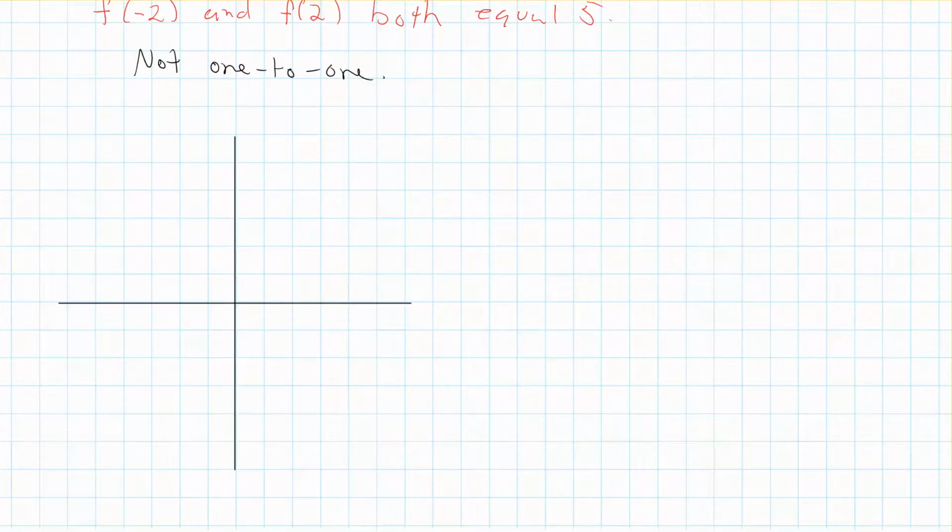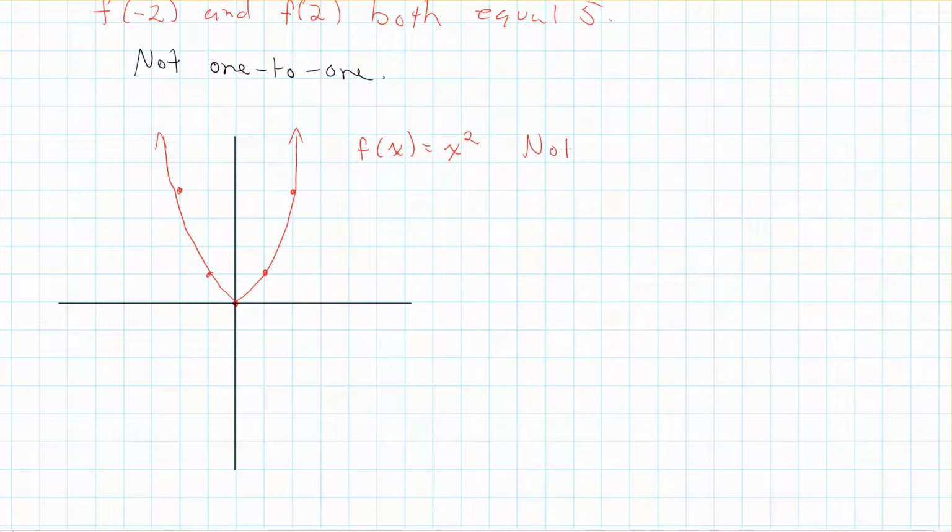And I'm going to draw in x squared. So we know that this graph does not pass the vertical line test. Or not the vertical line, the horizontal line test. It passes the vertical line test. It's a function. But it doesn't pass the horizontal line test, so it's not 1-to-1. So we know that f of x is not 1-to-1.